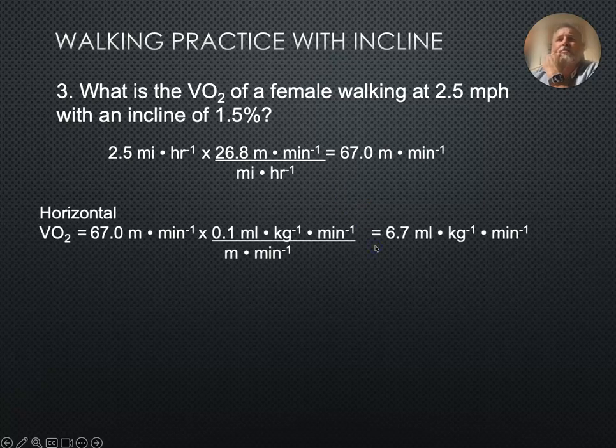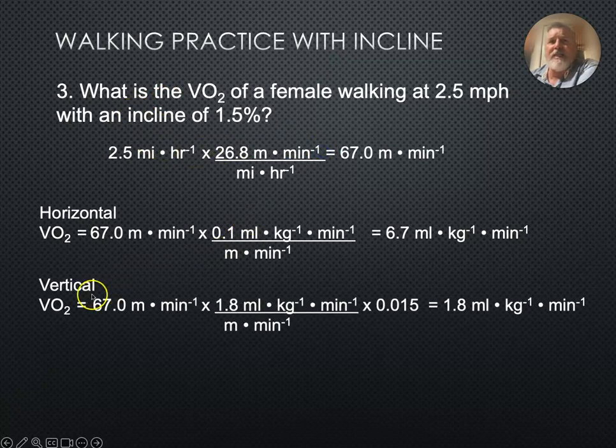To do the horizontal portion, it's 67 meters per minute times 0.1 mL per kg per minute per meter per minute. That's going to give me 6.7 mL per kg per minute. That's the horizontal. Now what do we have to do? We have to do the incline portion.